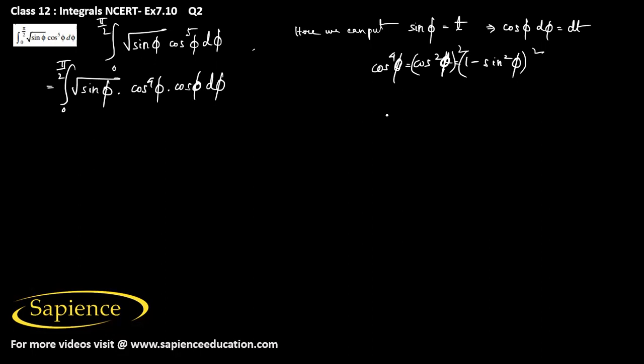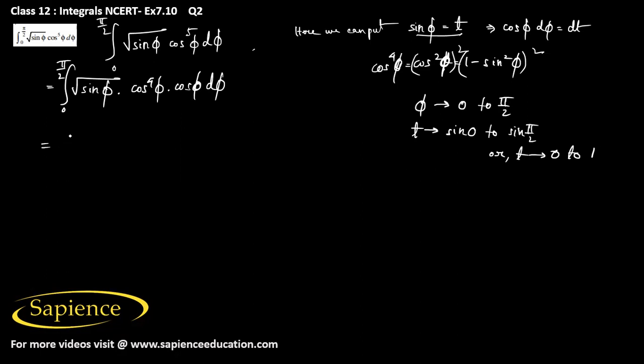So if you take sine phi as t, cos phi d phi is dt, and when phi is going from 0 to pi by 2, then t is sine phi, so t should go from sine 0 to sine pi by 2, which means that t should go from 0 to 1, since sine pi by 2 is equal to 1.